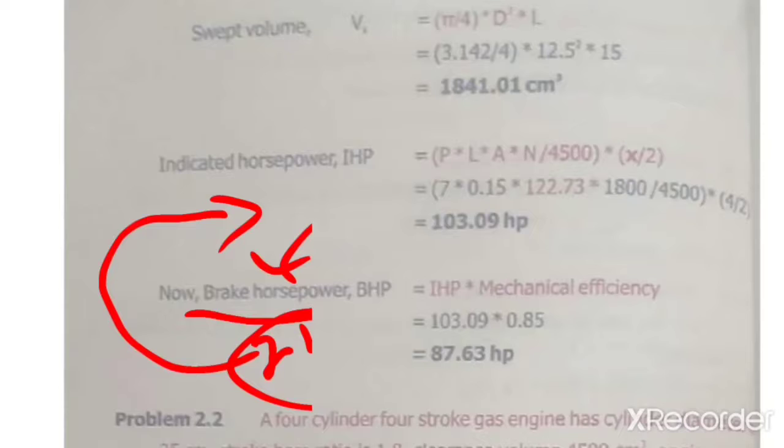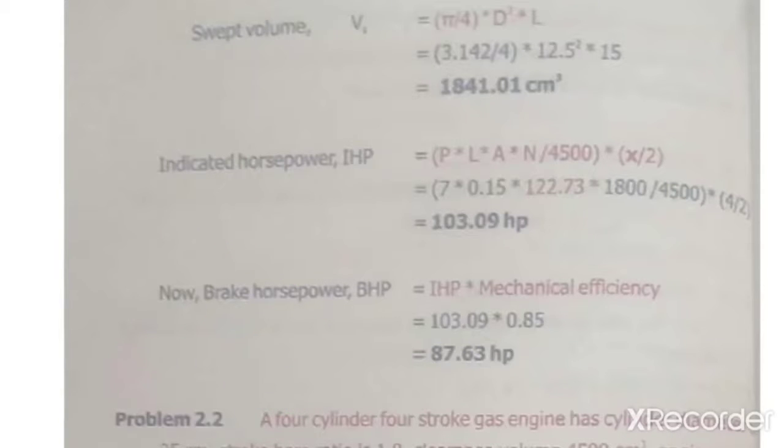When we calculate the IHP, the L, meaning stroke length, should be in meter. So here we have to convert that value into meter. So 15 centimeter converted into meter is 0.15. So 7 into 0.15 into area into N, meaning engine speed, divided by 4500 into X. Here the X value is 4 because the total number of cylinders is 4, divided by 2. Why 2? Because this is a 4-stroke engine. If there is a 2-stroke engine, the formula will be X by 1.